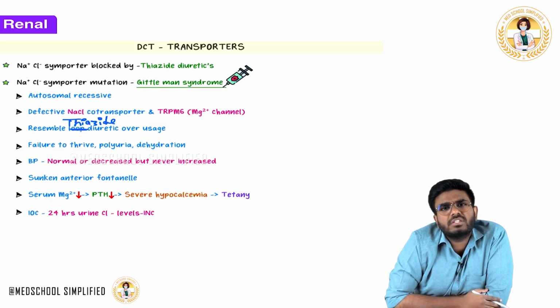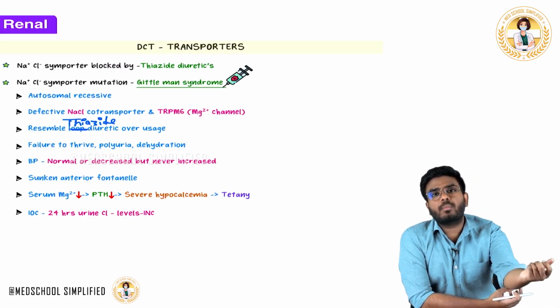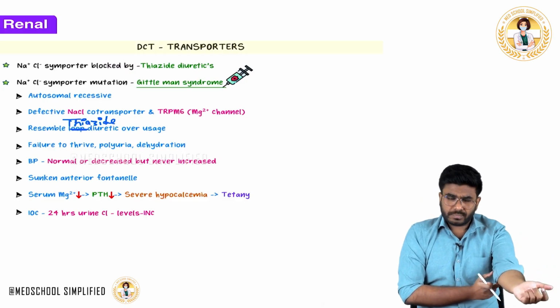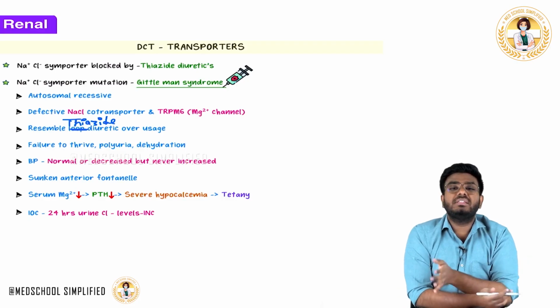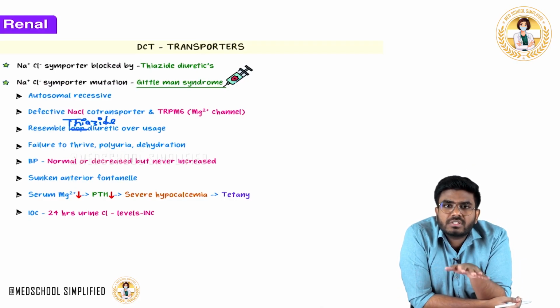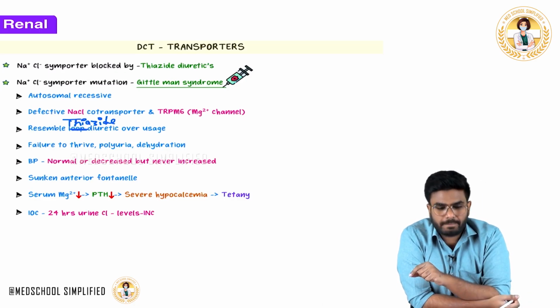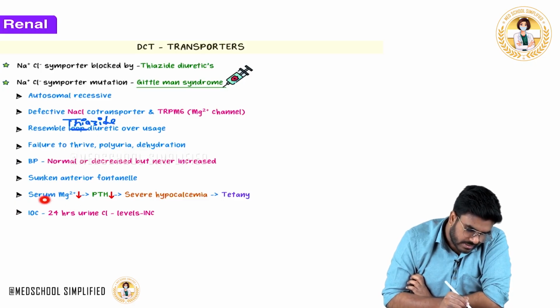Now, whenever there is more magnesium loss, the important point is that magnesium is very much needed for the production of parathyroid hormone. So this patient doesn't have parathyroid hormone. Normally parathyroid hormone tries to increase the blood calcium levels. Now these babies do not have parathyroid hormone, so they will suffer with severe hypocalcemia. Serum magnesium levels decrease.